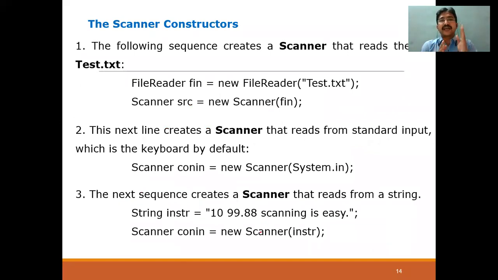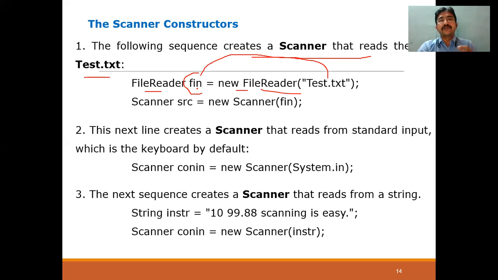As I said, whenever a class is there, there will be a constructor: a zero-parameter constructor, a one-parameter constructor, a two-parameter constructor, depending on the concept. Now we can read input from different sources. In this example, we are going to create a Scanner that reads from a file, for example test.txt. First, we have to create an object to read the file name. We use a class called FileReader and create an object called fin. In the new FileReader constructor, we pass the file name as the parameter, so that file is pointed to by the FileReader object fin.